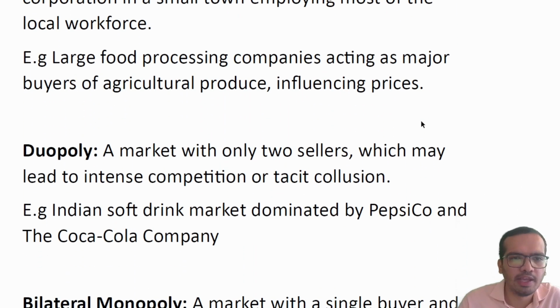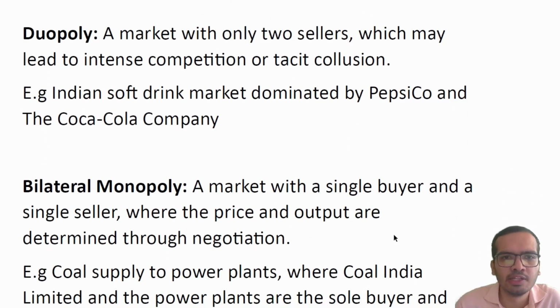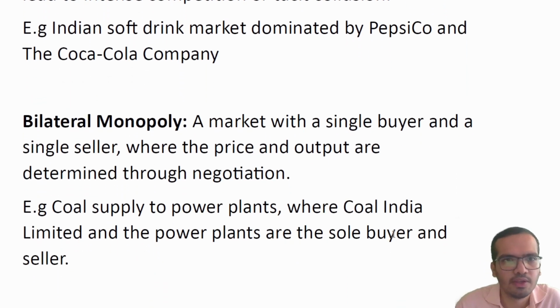Then comes one more type, duopoly, that is a market with only two sellers, which may lead to intense competition or tacit collusion. The same example we can continue from the earlier one, that is the Indian soft drink market dominated by two players, that is PepsiCo and the Coca-Cola company.